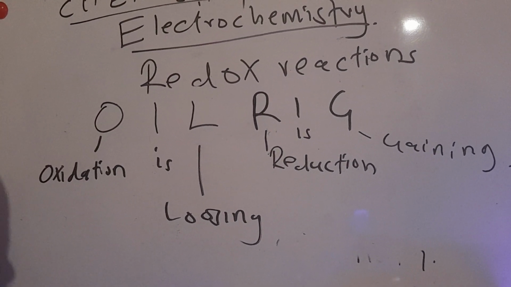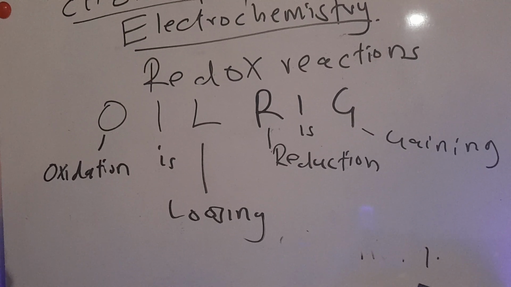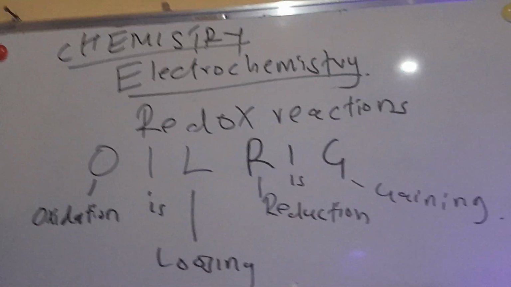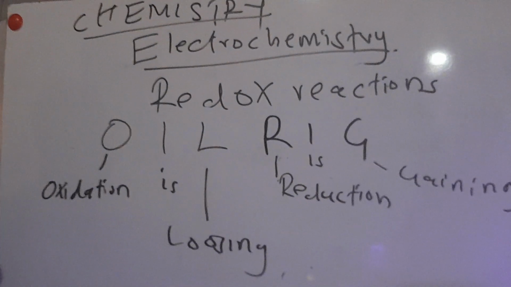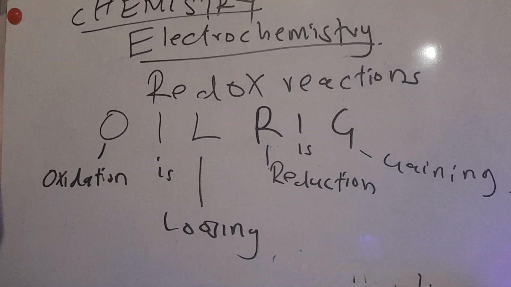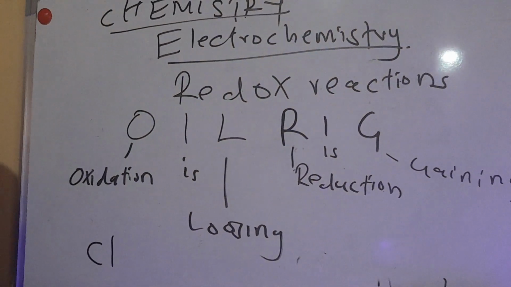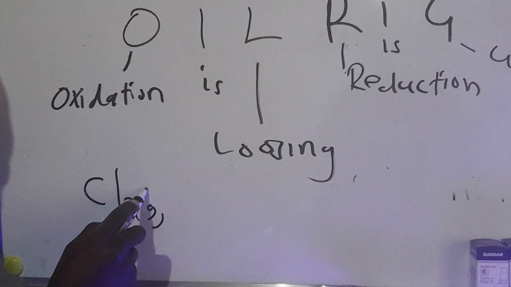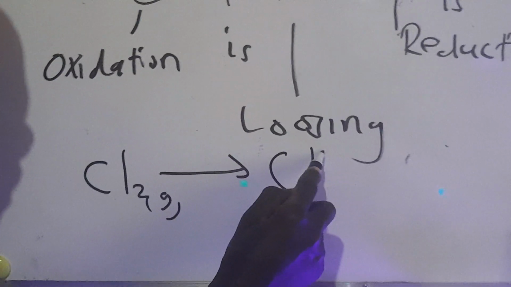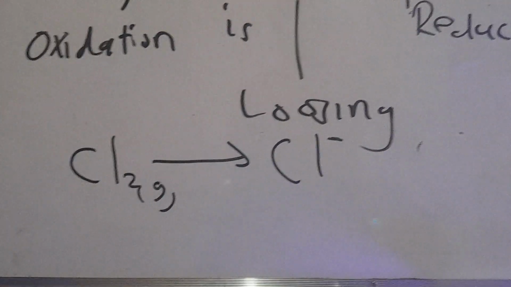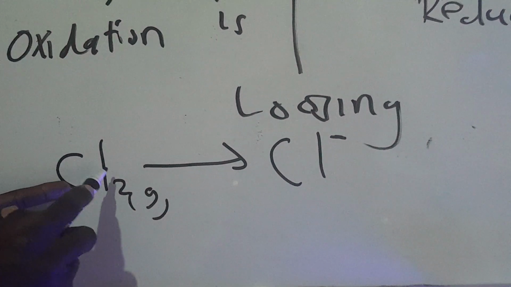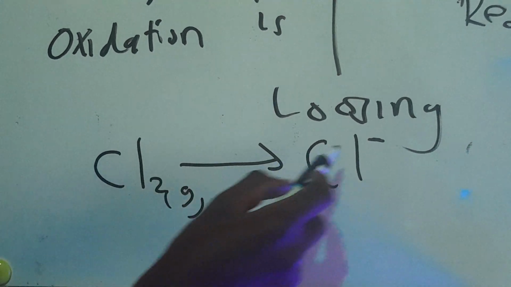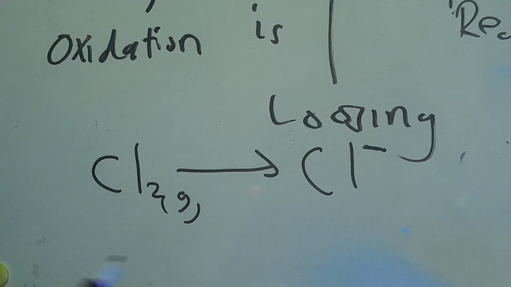Now, a substance or an ion or a compound which normally undergoes oxidation will be losing an electron. For instance, when we take chlorine gas, this chlorine gas will give us chloride ion. So in this case, chlorine has gained one electron to become negative.